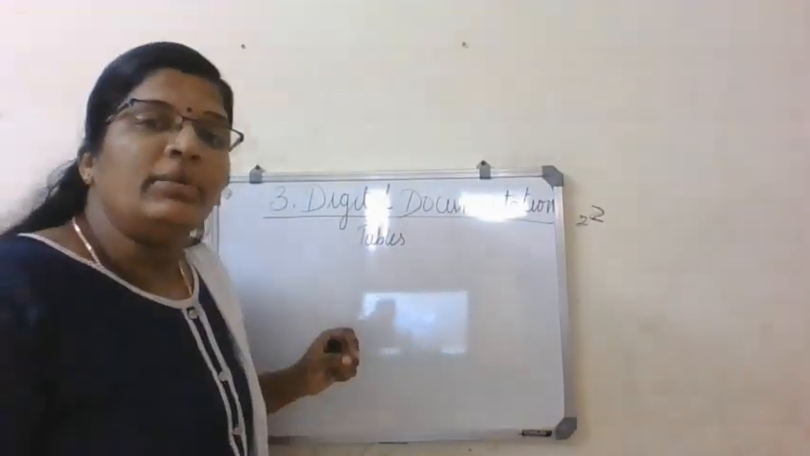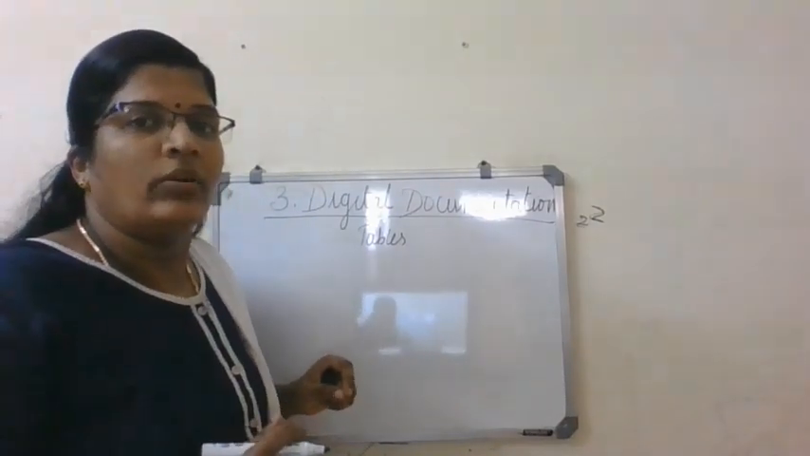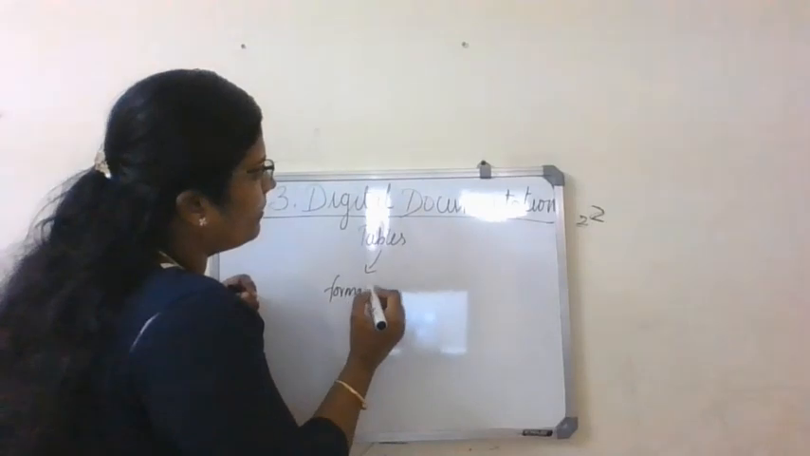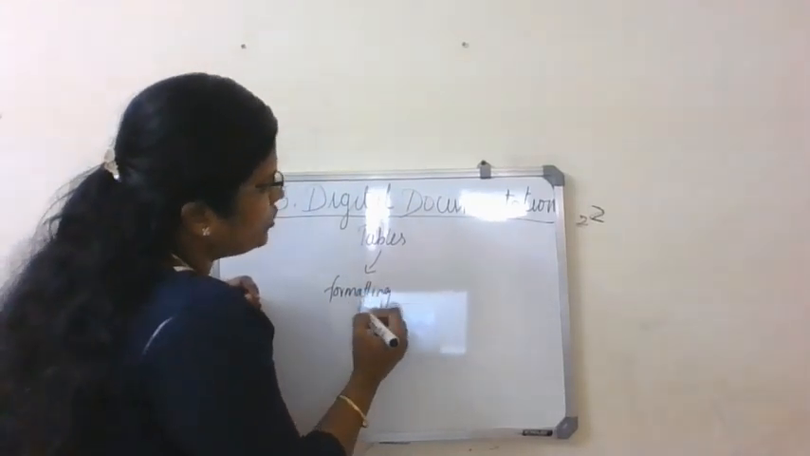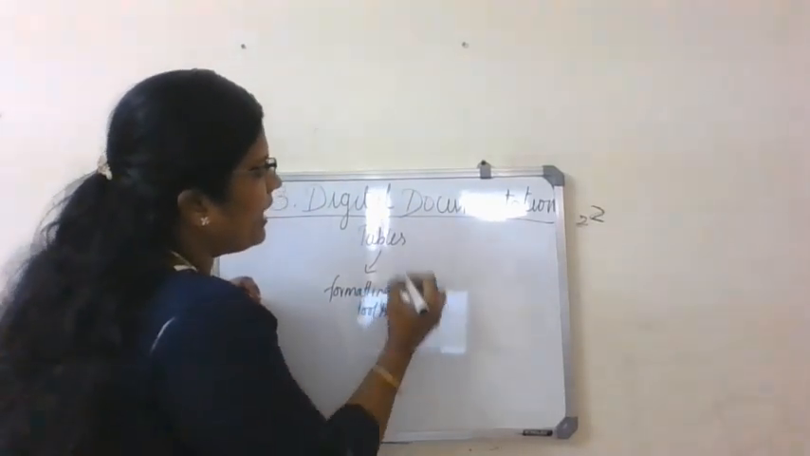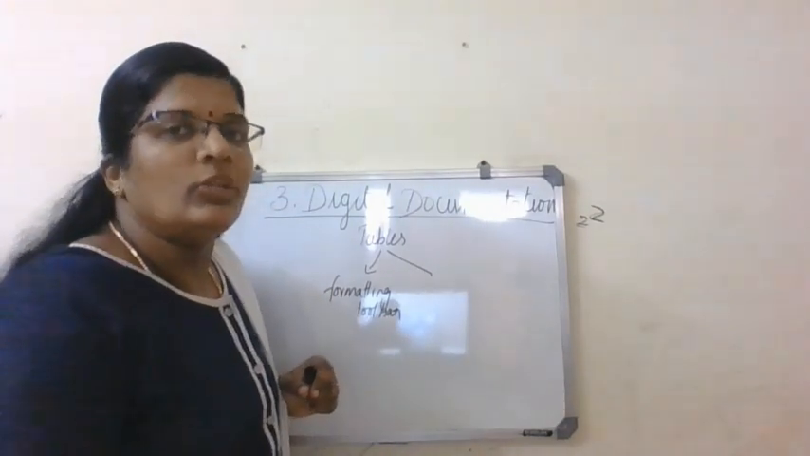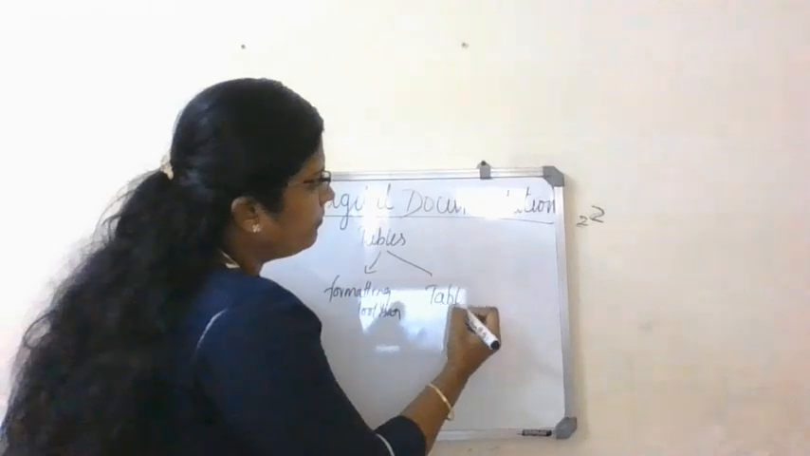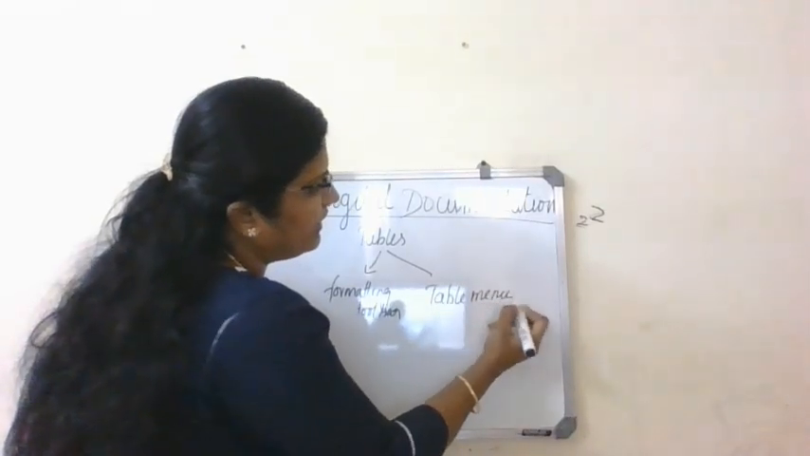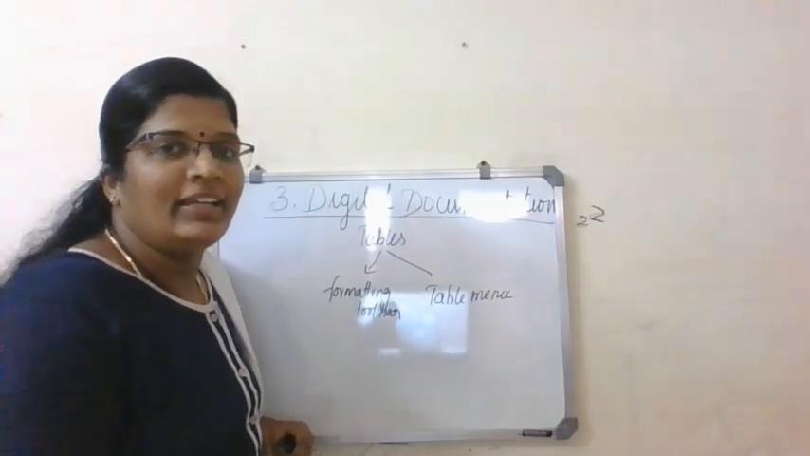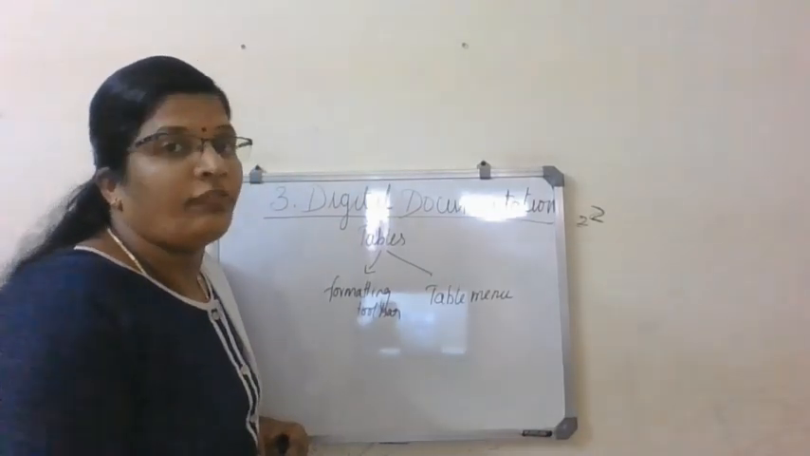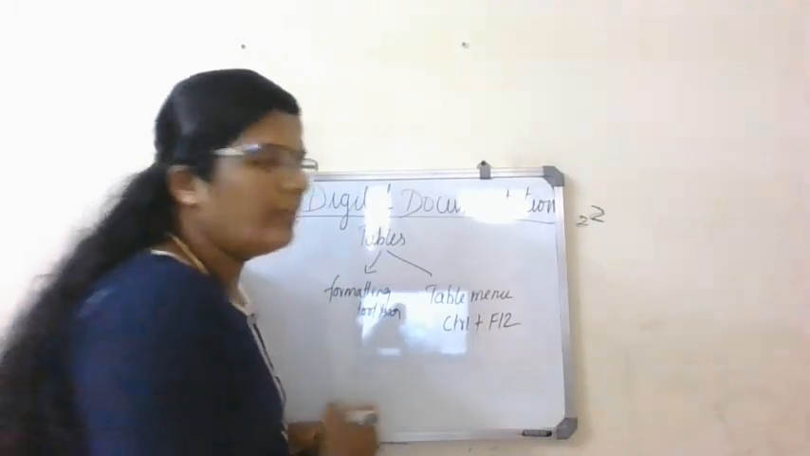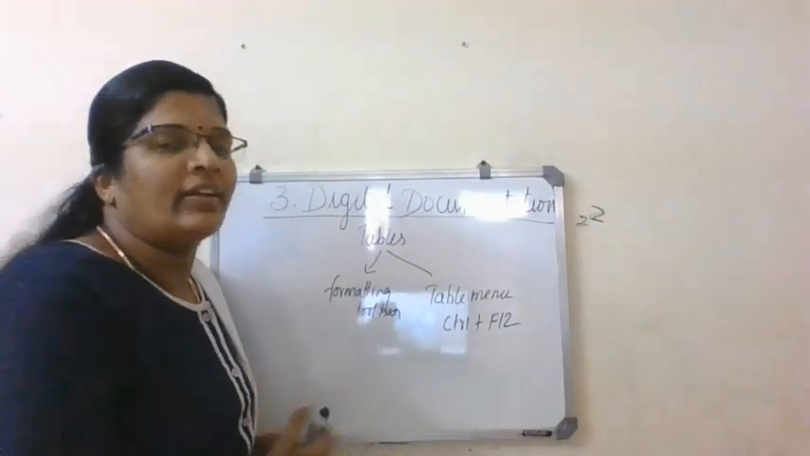The tables we can create in two ways. The first method is using the formatting toolbar, and the second method is using the Table menu. And what is the shortcut key? Control plus F12. So in both ways you can create a table.